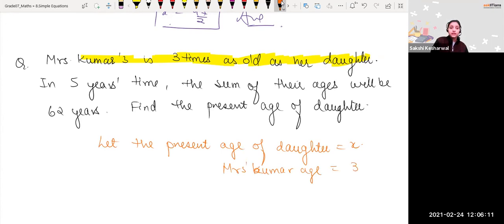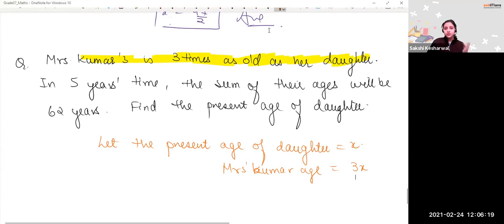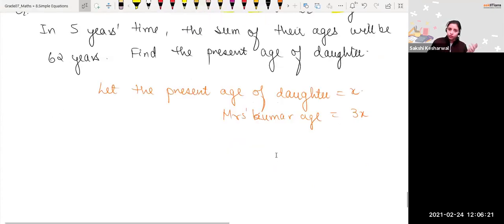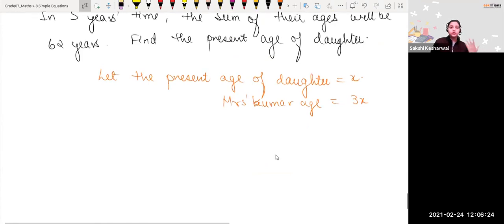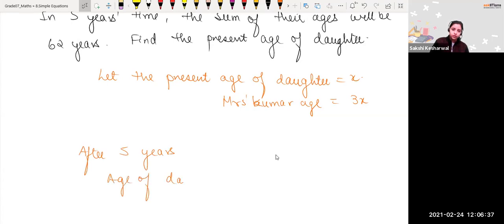Now it says in 5 years of time, right? So 5 years means 5 years hence, so 5 years later. In 5 years, the daughter will be x plus 5, and Mrs. Kumar will be 3x plus 5, right or not? So after 5 years, the age of daughter will be x plus 5, and the age of mother is going to be 3x plus 5, right or not?